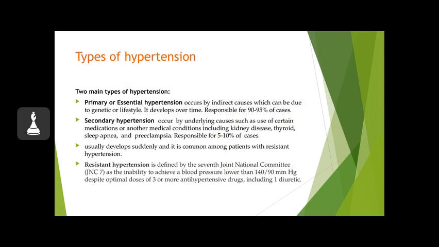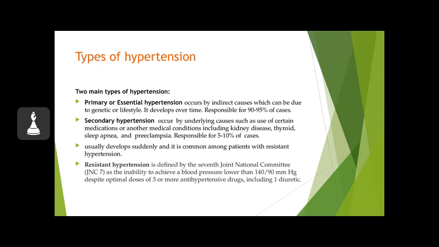There are two main types of hypertension. Primary or essential hypertension occurs from indirect causes which can be due to genetics or lifestyle. It develops over time and is responsible for 90 to 95% of cases. In 2019, an estimated 516,955 people died in the United States where hypertension was a primary or contributing cause.